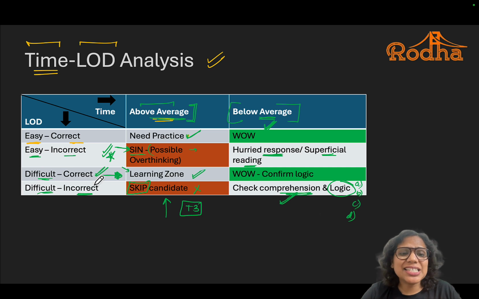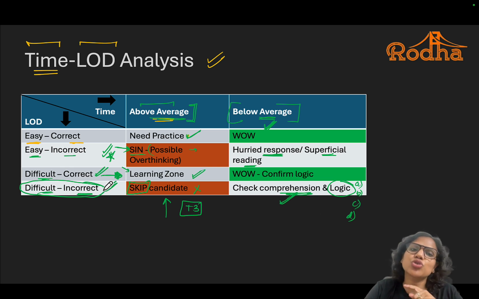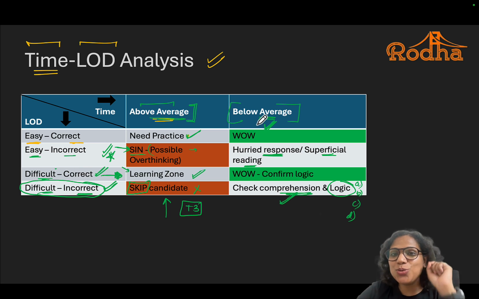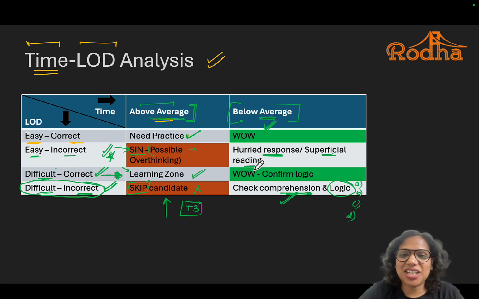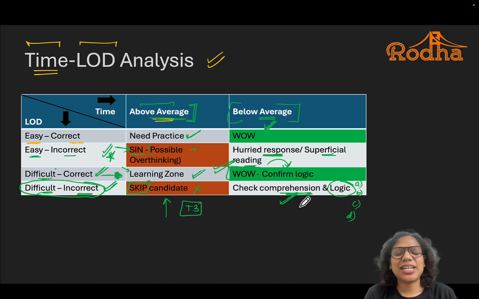Okay, but yes, difficult incorrect is the reflection zone where you need to reflect whether you should have attempted this question or shouldn't have, right? And difficult, you took below average time and you got it correct. Amazing. Nothing like it. But just confirm the logic also once, that your logic matches the author's logic, right? Just confirm that once. So this is your time LOD analysis.